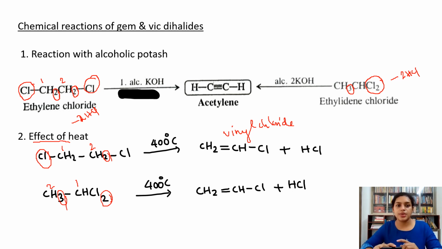So we cannot distinguish between gem and vis dihalide with these 2 reactions because both of them will give you the same product. Now we need some reactions with which we can distinguish between a gem dihalide and a vis dihalide. Okay, so let's see such reactions in the next slide.